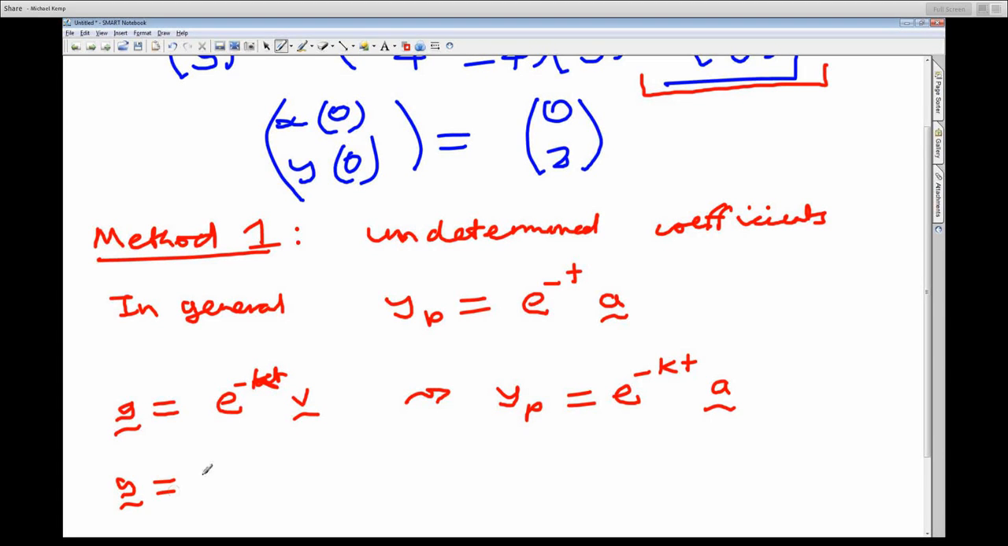If you've got cos kt, or indeed if you've got sine kt times a vector, so you've got either of those, or indeed if you've got that with an exponential term at the front of it.